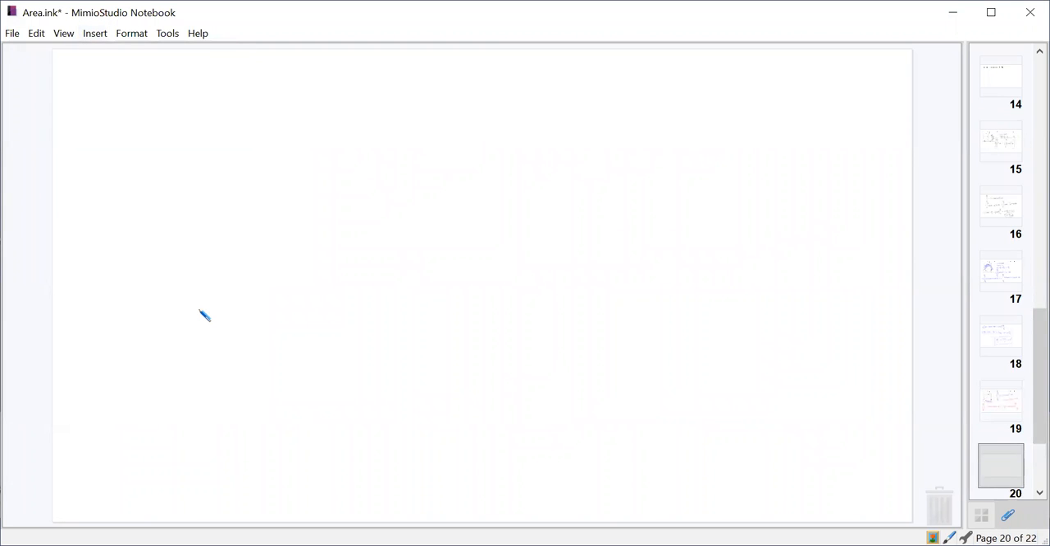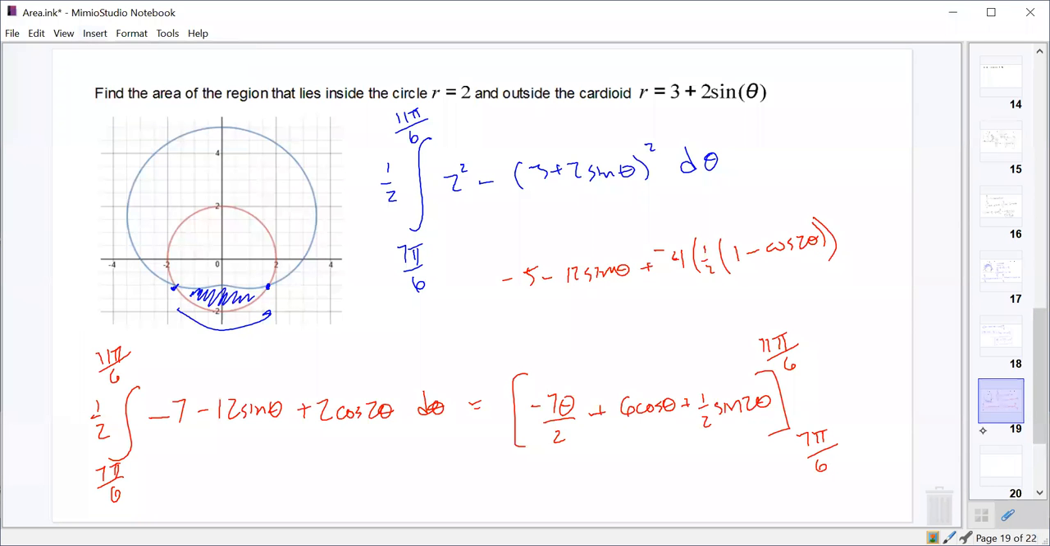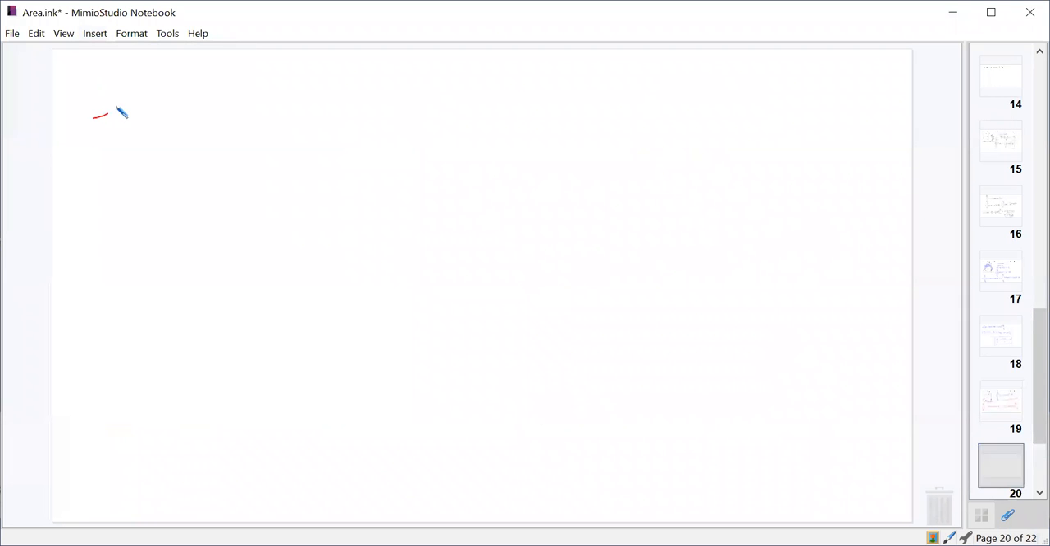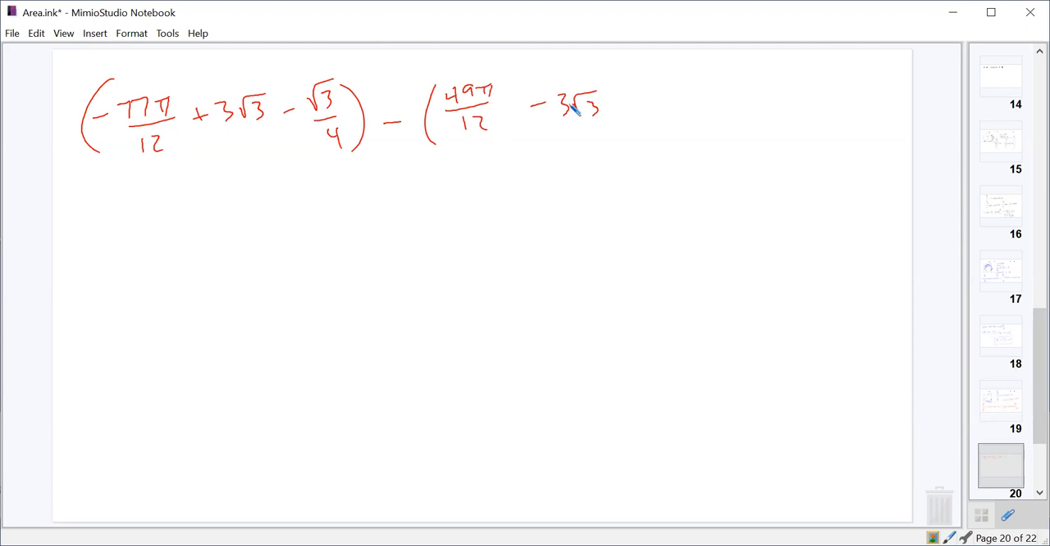And evaluating all that out, we should end up with negative 77 pi over 12 plus 3 root 3, I think. And then minus root 3 over 4 again. And the last one, minus, what was the other? I think that's 49 pi over 6, is that right? Or 49 pi over 12 with the 1/2. And then minus a 3 root 3, and should be a plus root 3 over 4.